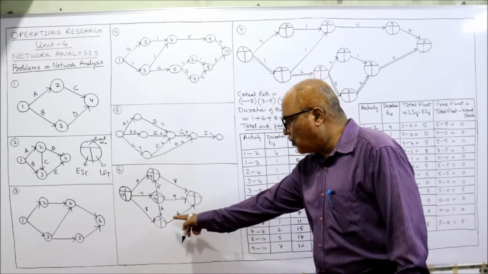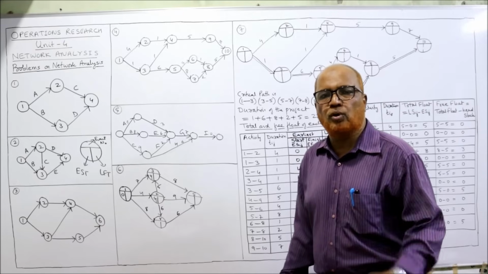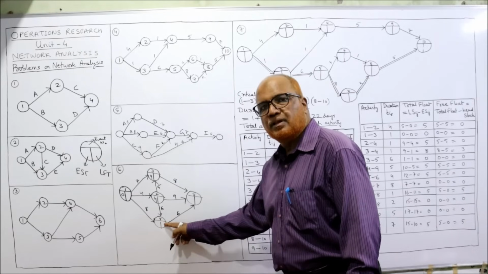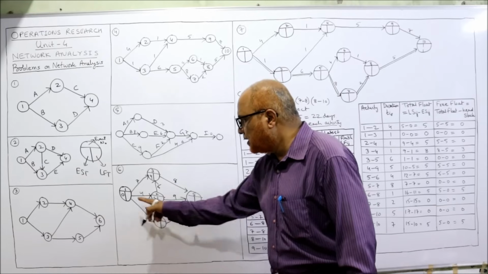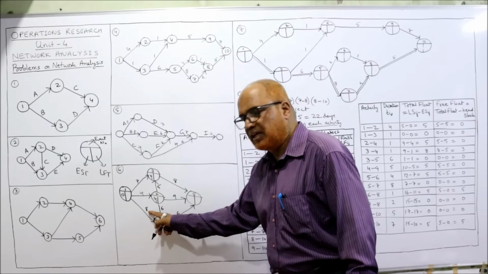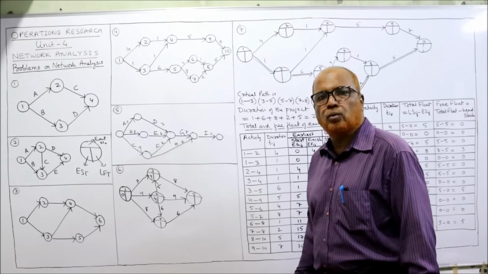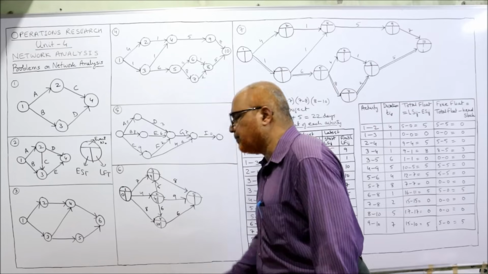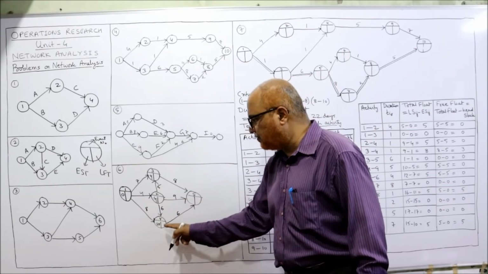Right? Now the fourth event. How many arrows are merging in the fourth event? 2 arrows. One arrow is coming from the first event. The second arrow is coming from the second event. Now you add up. 0 plus 8 is 8 or 4 plus 6 is 10. Whichever is higher. 10 is higher. So I am taking here 10. So we got the EST value of the first, second, third and fourth events.